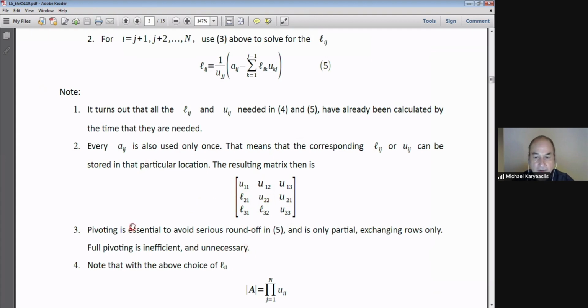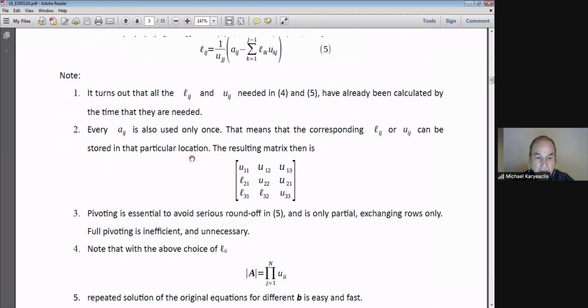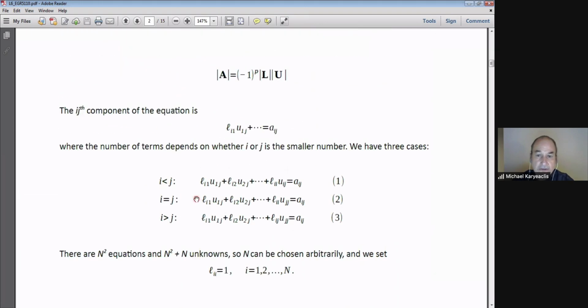Now the problem is, as I said, with pivoting, you need to be careful with pivoting in order to avoid division by small numbers here, or 0, the worst case. And then with the above choice of L11, the determinant of A also is the product of the diagonal entries of U. This follows from this decomposition here.